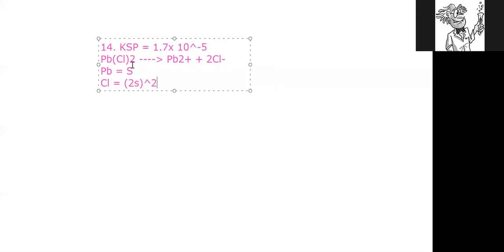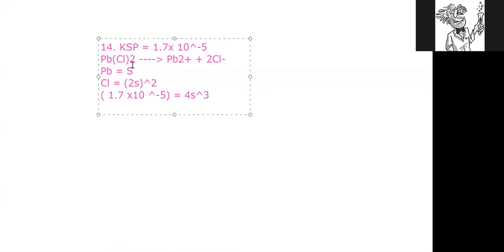So then we have Pb, which is S, and then Cl, which is 2S, squared. Perfect, you've got the hang of this. Yeah, I think so. Good. All right. The KSP value, which we have already been given, equals S times 2S squared, so it's going to equal 4S cubed. Do you agree? Yes. Perfect.